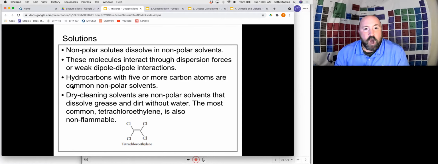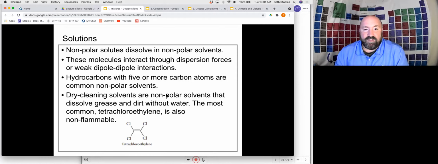Remembering as well that non-polar solutes dissolve in non-polar solvents. These molecules interact through dispersion forces typically. And so that's what's going to allow non-polar solute and solvent interactions. Hydrocarbons that have 5 or more carbon atoms are very common non-polar solvents. Things like hexane, a very common non-polar solvent.